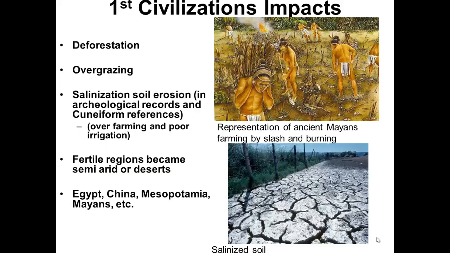And this is old news. Many of our first civilizations on Earth already had catastrophic events by overusing their resources and not being sustainable. They deforested, overgrazed. They had salinization or soil erosion, so that's too much salt. That's what this picture is, too much salt in the soil, so you can't grow anything in it. That's from over-irrigation. So a lot of these fertile regions became semi-arid or deserts. You see this in Egypt, China, Mesopotamia, the Mayans, right? This is a representation of Mayans burning. So a lot of these places that were once forests became wastelands.